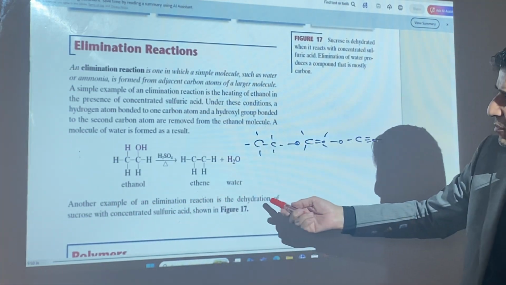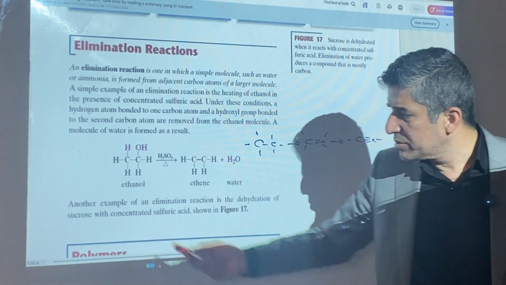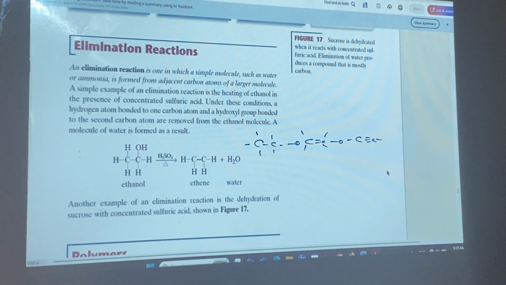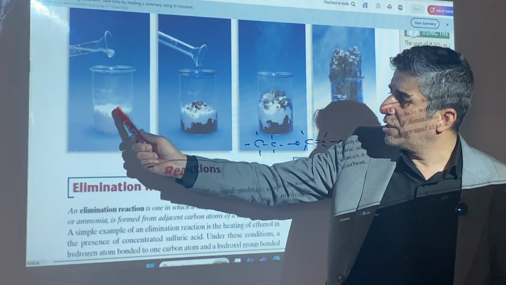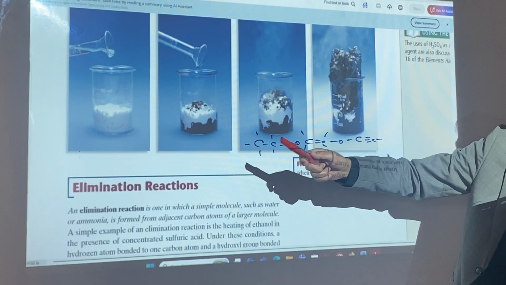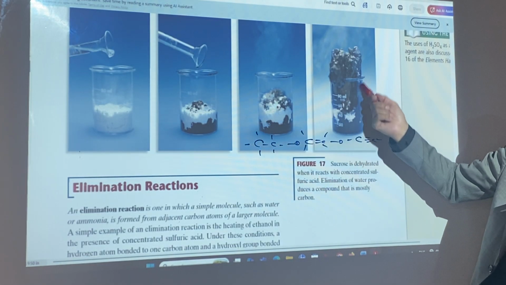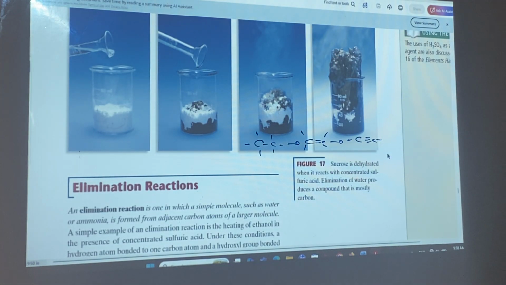another example of an elimination reaction is the dehydration of sucrose with concentrated sulfuric acid, shown in figure 17 above. We have sucrose in this container. When we add the concentrated H2SO4, it removes water from this sugar, and the product will be carbon with water vapor removed from this compound. This is also a reaction of this type, called an elimination reaction.